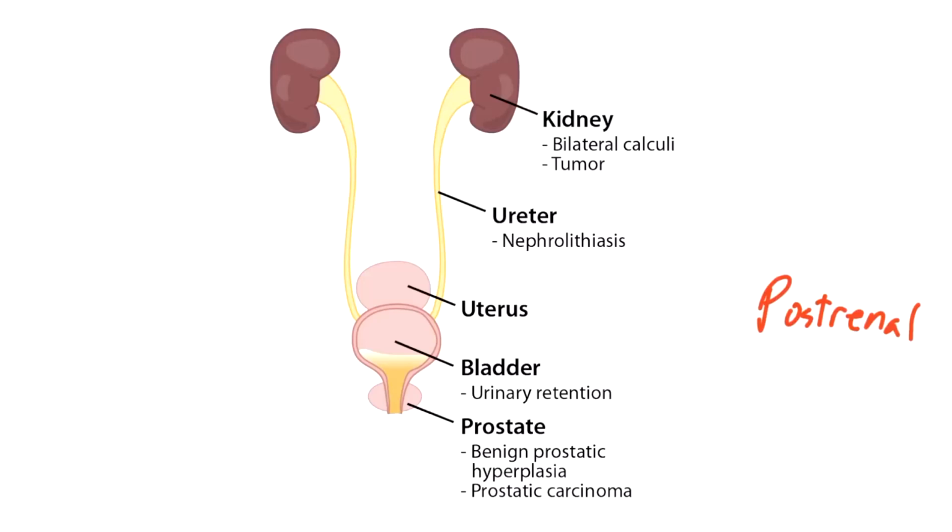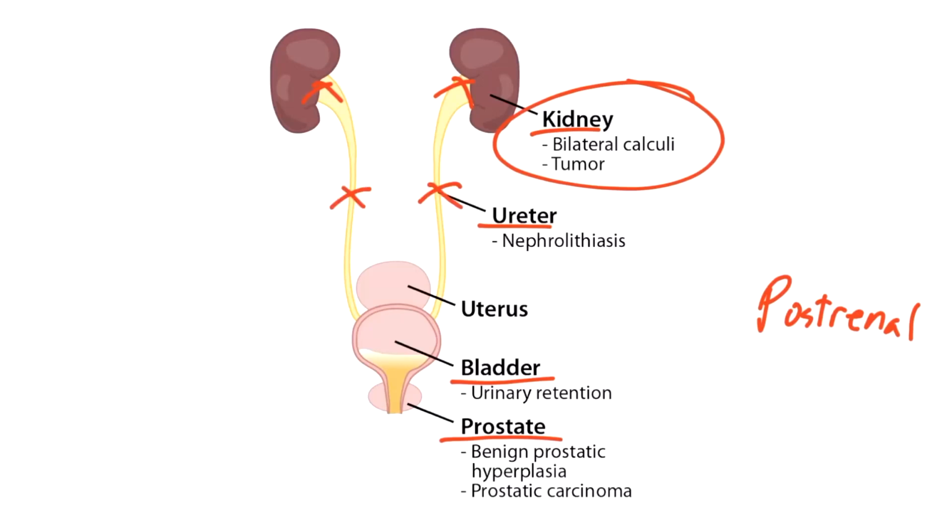The best way to think of the various causes of postrenal azotemia is to think of these different organs: kidney, ureter, bladder, and prostate. In the kidney, there can be calculi or tumors, and these can block urine outflow, especially if they're bilateral. So you're mainly thinking of the renal pelvis. In the ureter, nephrolithiasis or kidney stones can block urine outflow, especially if bilateral. And in the bladder, there can be urinary retention, which will lead to decreased urinary outflow.